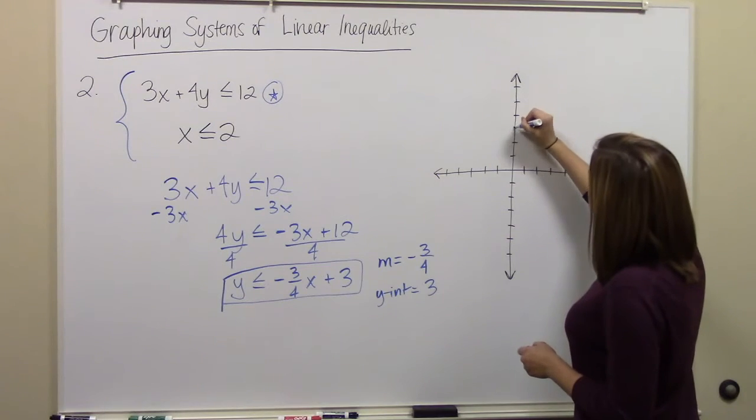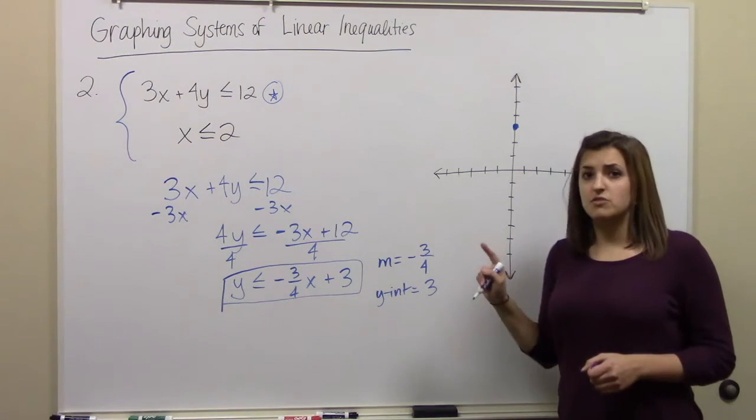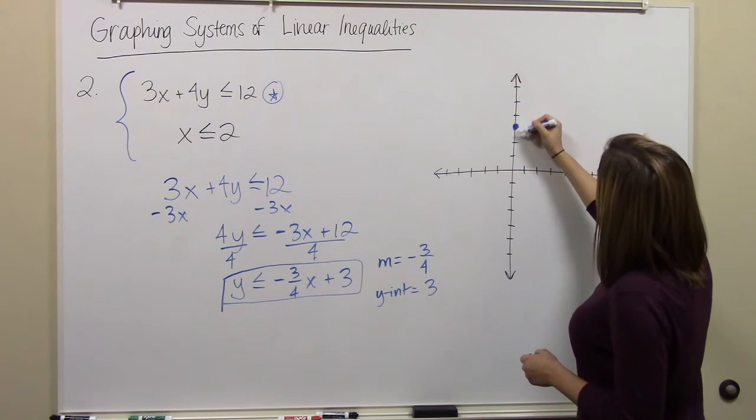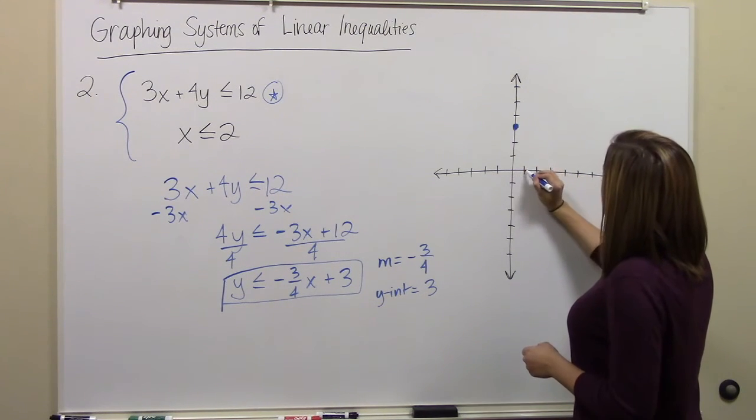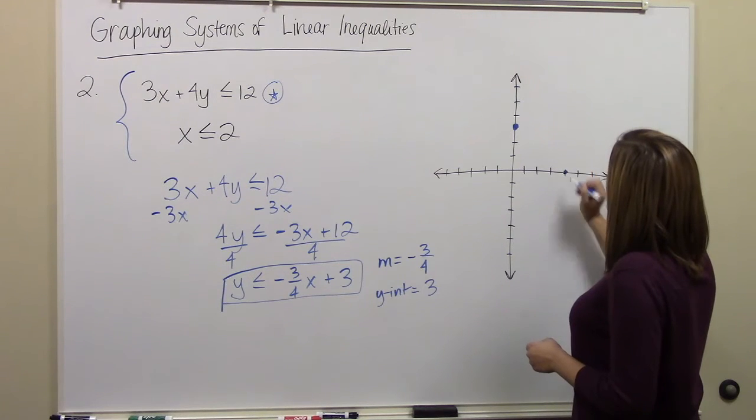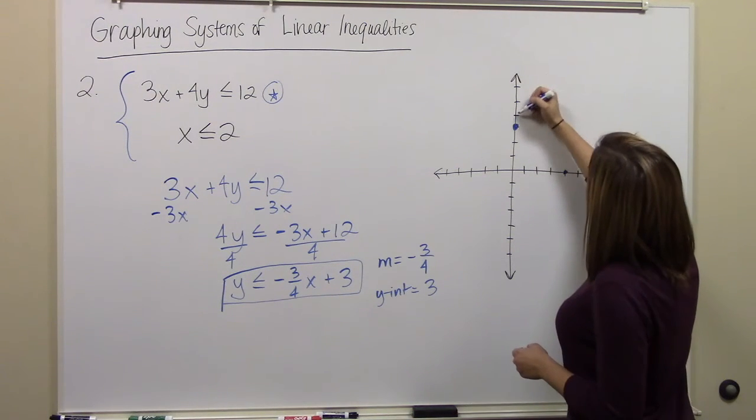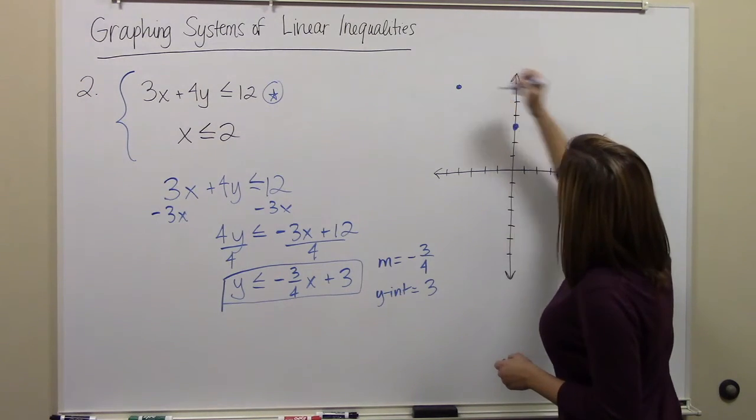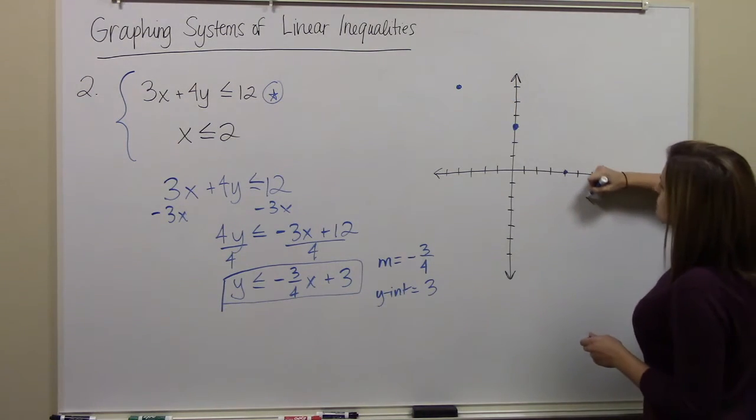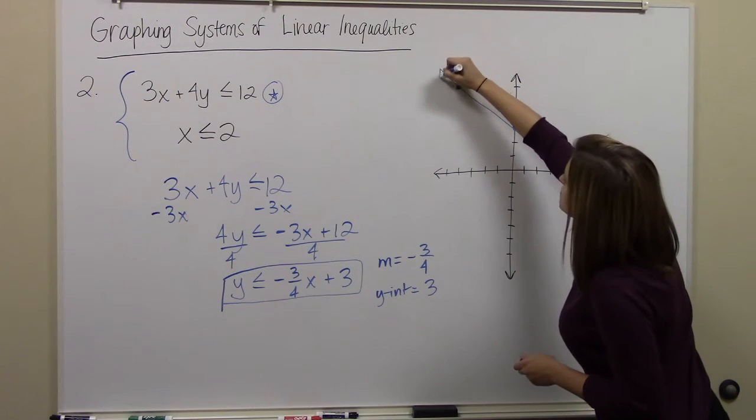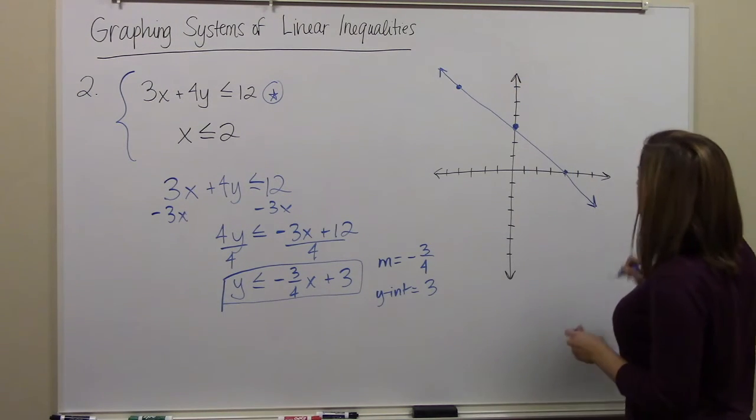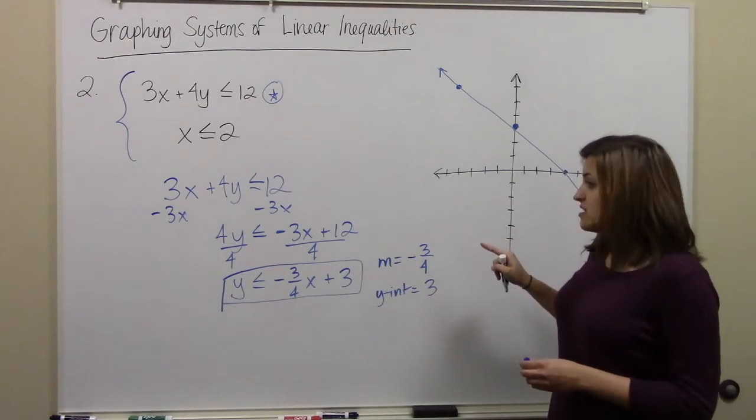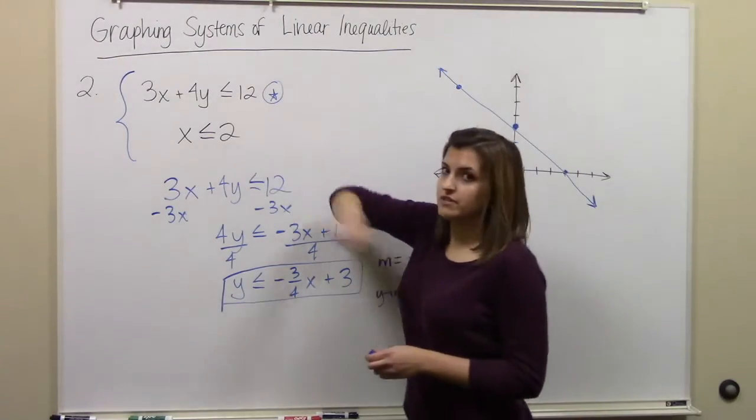My y-intercept is going to be right here. And because my slope is negative 3 over 4, I'm going to go down 3. So 1, 2, 3, and over 4, 2, 3, 4. I can do it the other way too. 1, 2, 3, and backwards 4. So this way. And then the more points I graph, the more accurate my graph is going to be. So this boundary here is going to be solid because I have that equal sign right there.